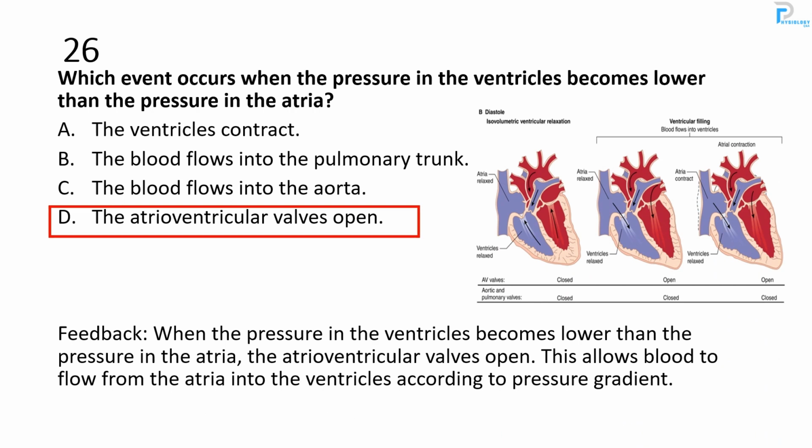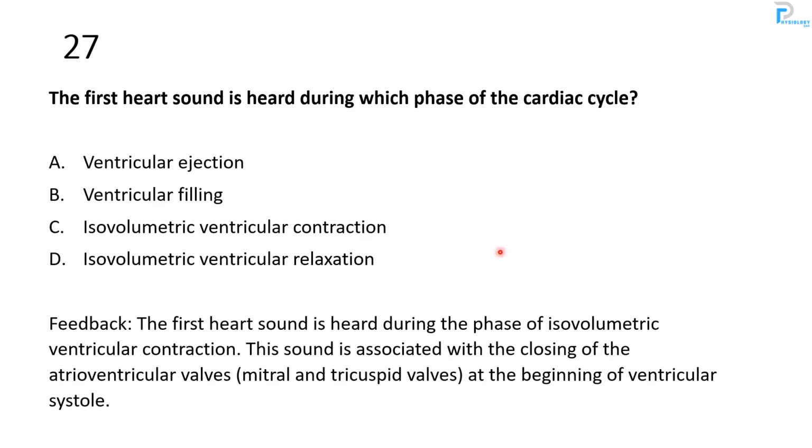The first heart sound is heard during which phase of the cardiac cycle? We know during the cardiac cycle, we have first sound that indicates the beginning of systole, second sound which indicates the beginning of diastole, then we can hear third and fourth sound. So third and fourth sound are also heard during diastole. Third sound is heard during ventricular filling, then fourth sound comes after that, during atrial systole. So first heart sound indicates the beginning of systole.